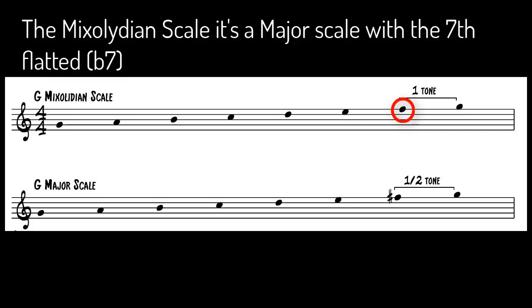We are going to have the same intervals and the same distance in between the notes of the scale, but not on the 7 that is going to be flatted. I'm going to have in between the octave or the root a whole tone instead of a half tone. That would be the major 7.